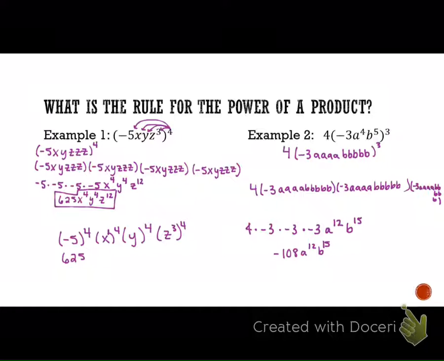X has a 1 on it. 1 times 4 is 4. Y has a 1 on it. 1 times 4 is 4. And then 3 times 4 is 12. So do you still get the same thing?